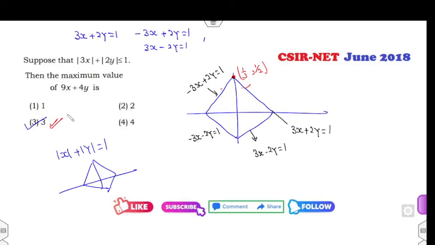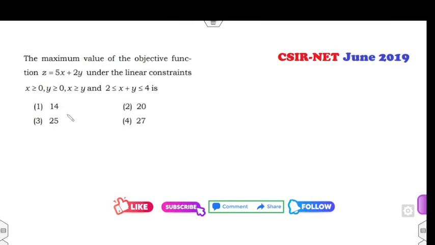Maximum answer is again third option. Your target is to find maximum of z, 5x1 plus 2x2, subject to the constraints x greater than y, 2 is less than x plus y is less than 4.